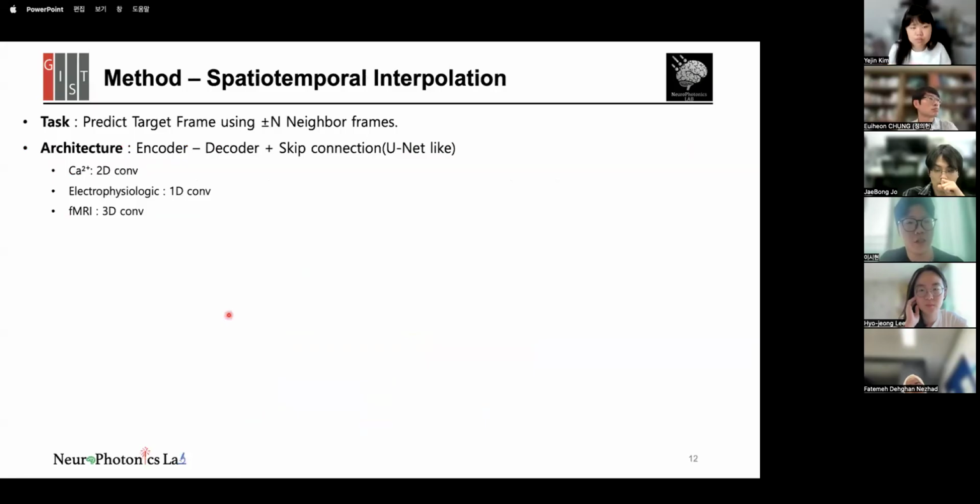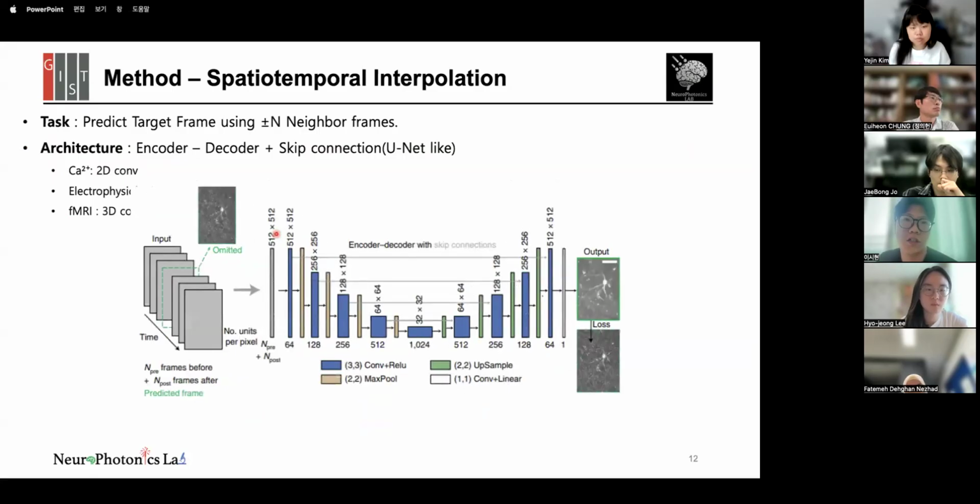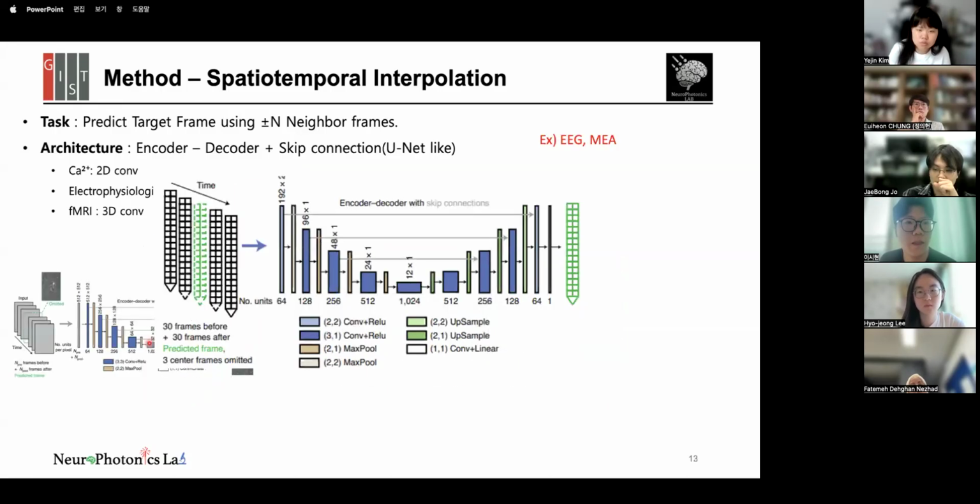So in the calcium imaging paper, they use a 2D convolution encoder-decoder with skip connections, similar to a U-Net style. The task is to predict the target frame by using several neighbor frames before and after it. By learning from these neighbor frames, the model can fill in the missing one using only nearby temporal information.